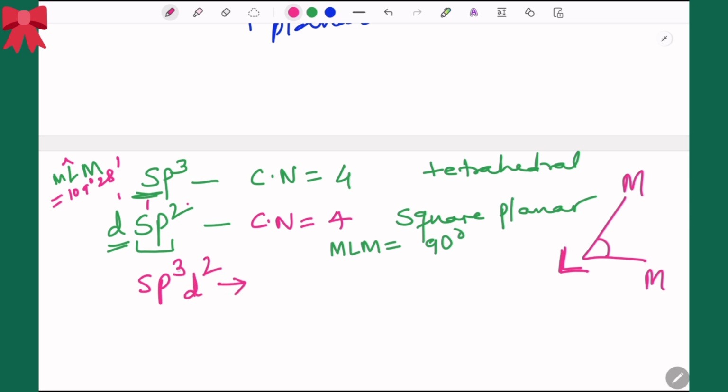So what is the total number of ligands over here? You can easily guess, right? So 3 plus 2 plus 1, that is, the coordination number is going to be 6. What is the geometry? Of course the geometry is going to be octahedral, right? And what kind of angles are you going to have in that? So let's discuss that also very quickly.